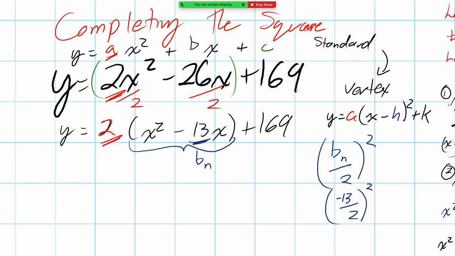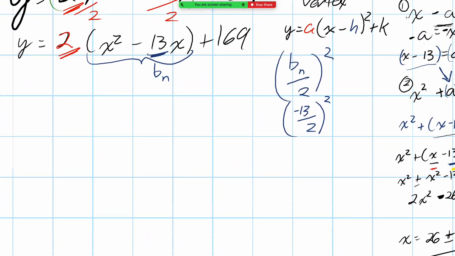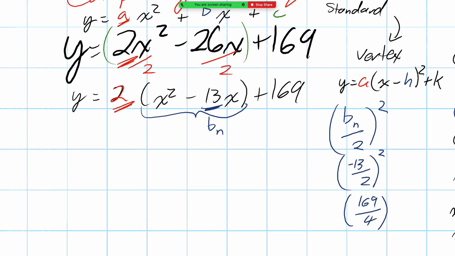I can leave it as a fraction, or you can put it as a decimal, whichever is easier for you. I'm going to keep it as a fraction. Negative 13, negative times negative is positive, and it's 169 over 4. I'm going to leave it as a fraction because it's actually going to help me for my next part. You can put it as a decimal as you like.